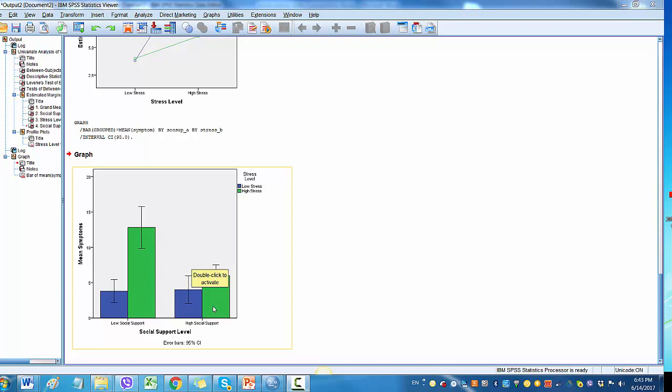Here the middle error bar, some researchers may want to conduct analysis of simple main effects. So if you want to ask whether the level of symptoms differs between the high and low stress group, then we can also separately run analysis of the data in the high social support and low social support groups. But for now I think this is pretty clear.